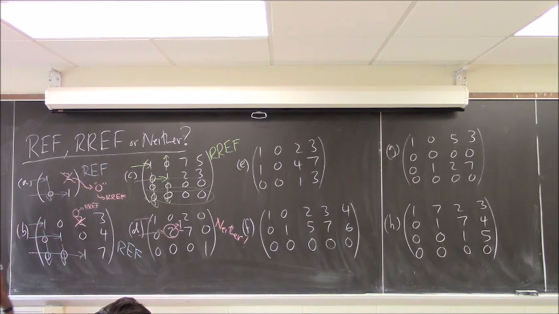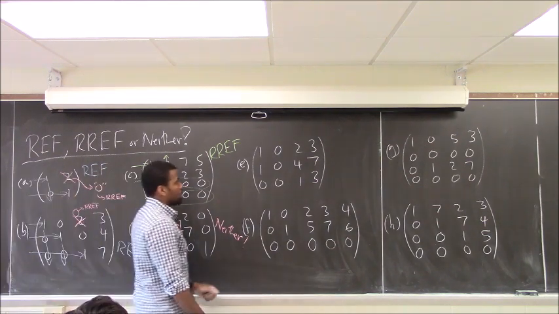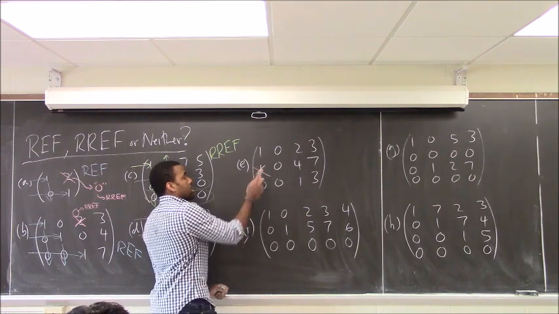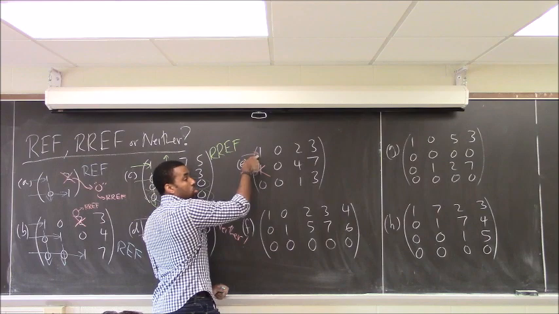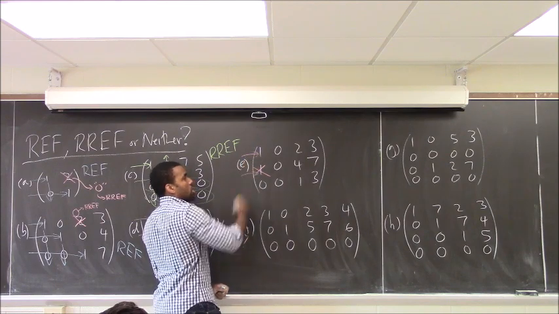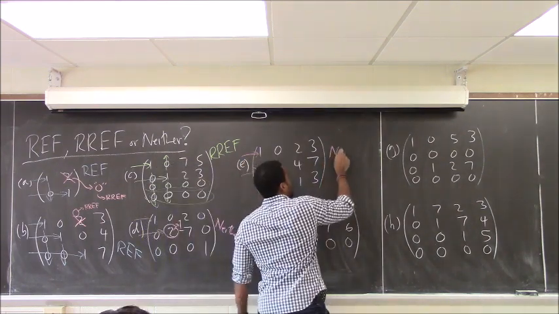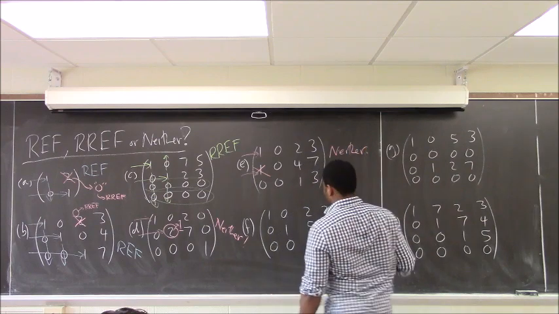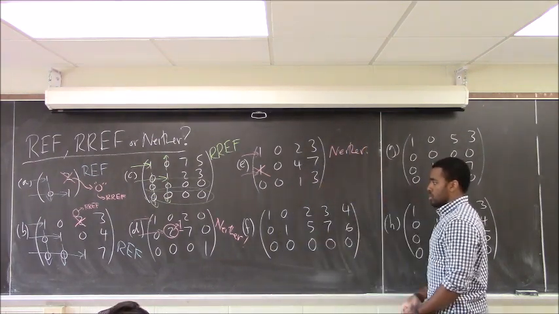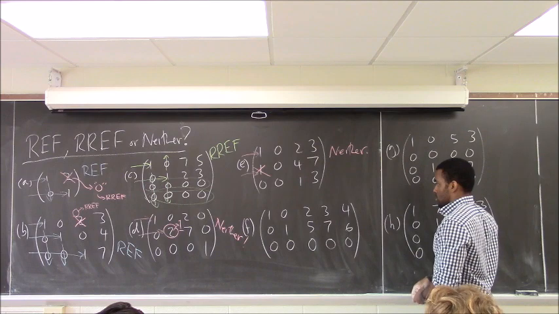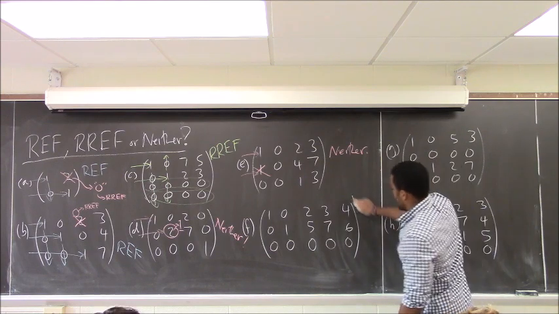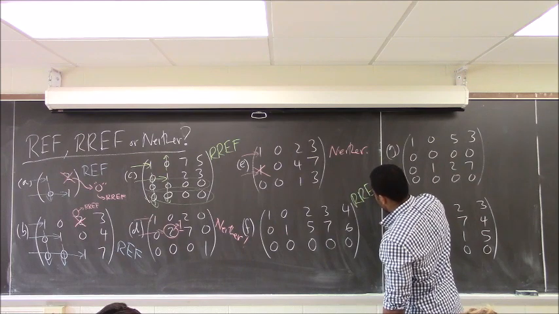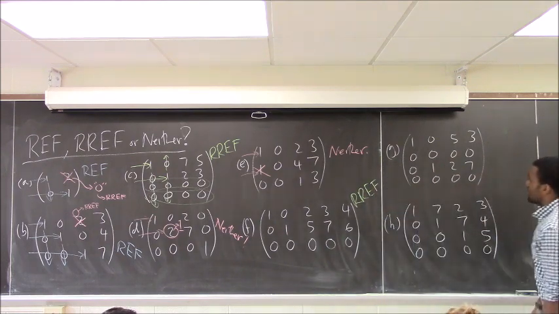What about E? Neither. Why? Because of this one. This is the first non-zero number in its row, but it's not to the right of the one that's above it. It's literally right underneath. So this is neither. This one? Reduced row echelon or row echelon? This is reduced row echelon.